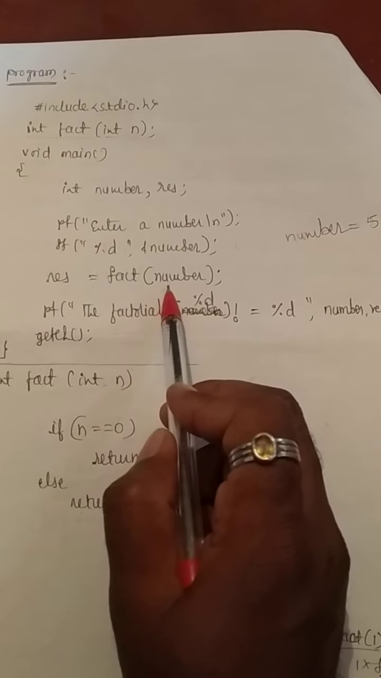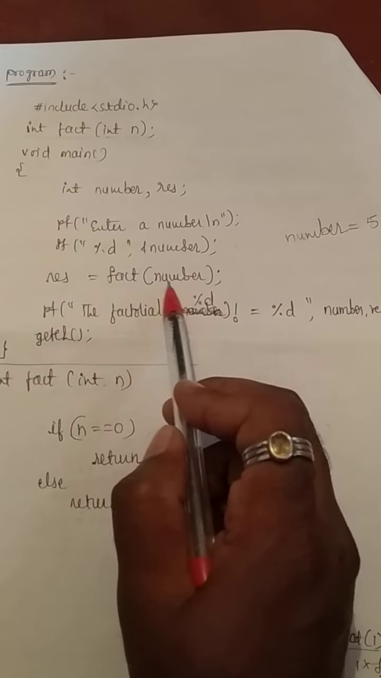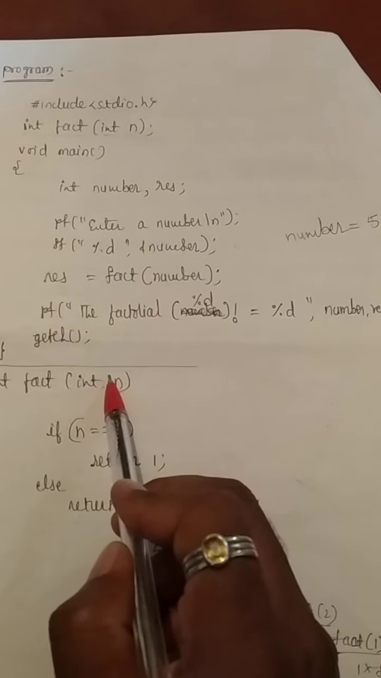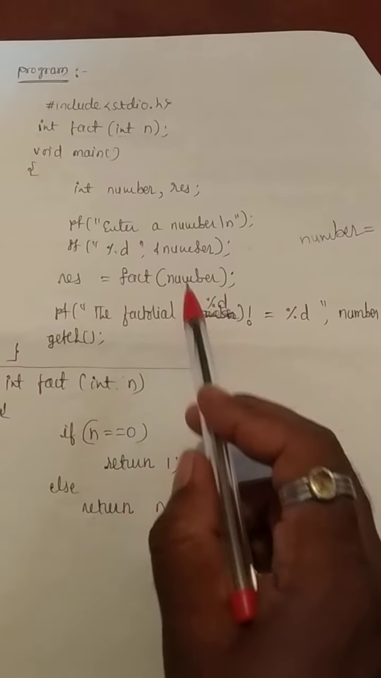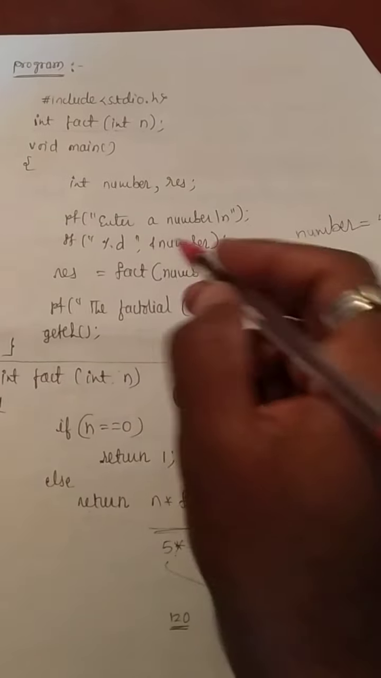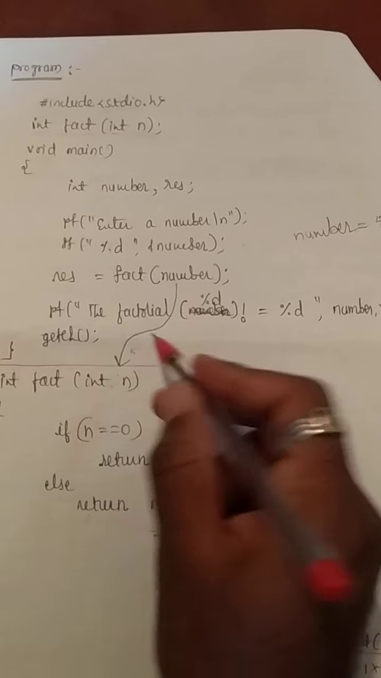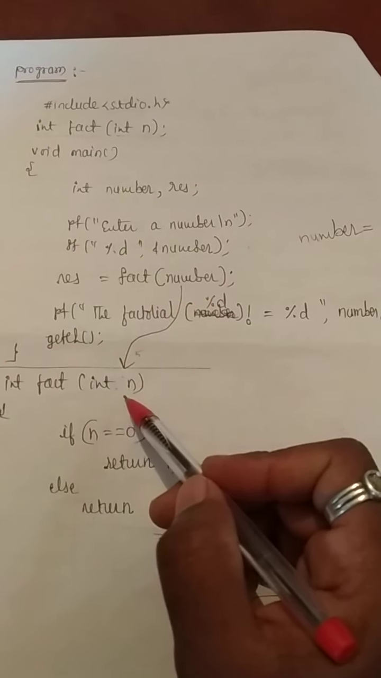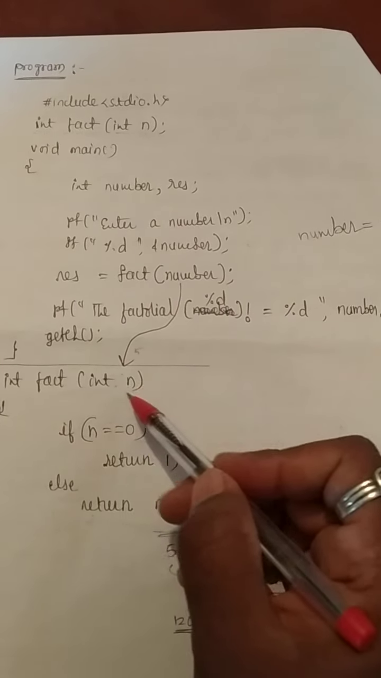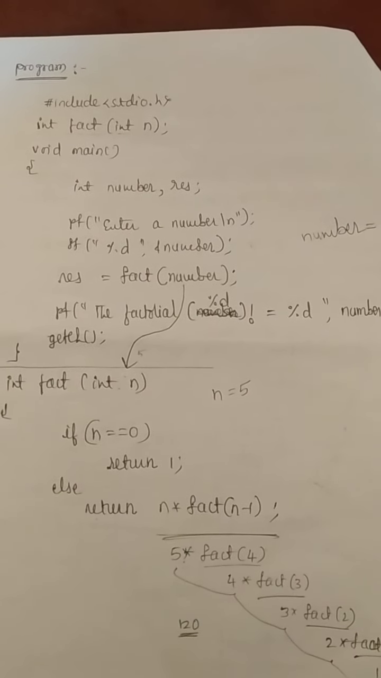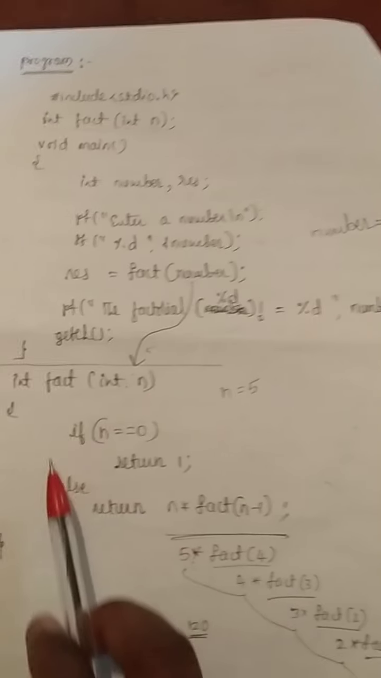So number contains how much now? 5. Substitute 5 here. It means this function is sending value 5 to the sub function. Got it? So when the value is sent to the sub function, from here to here, the value sent is how much? 5. So when the value is sent to the sub function, this n is going to receive the value 5. I can substitute that value in my coding part here.